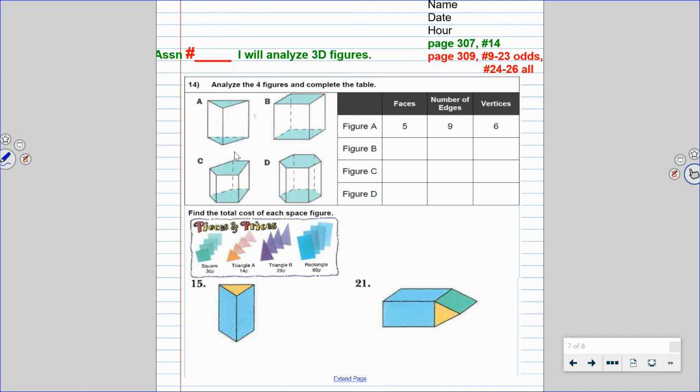Then head back to page 309. And my suggestion is do number 15 and 21 first. If you could do those two, you can be good for the rest of the assignment. Carry on with the rest of the assignment when done with those problems.